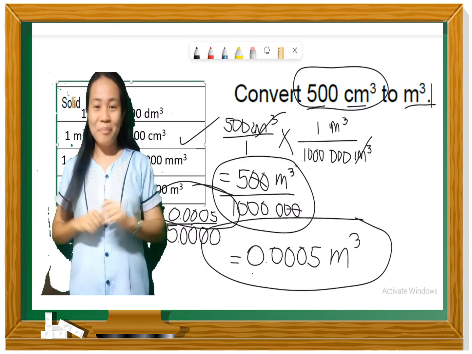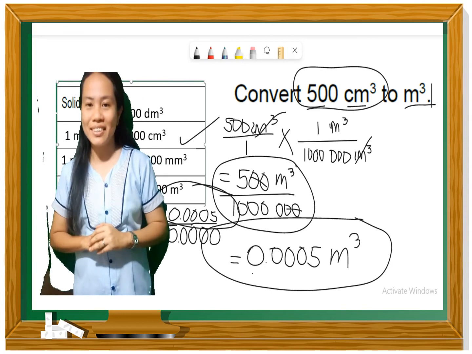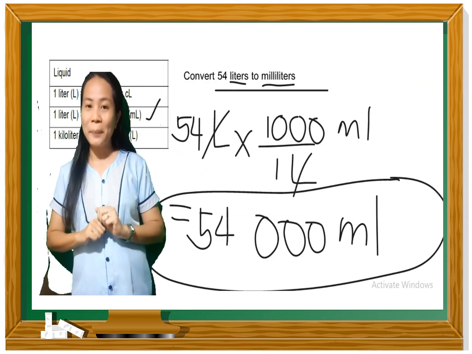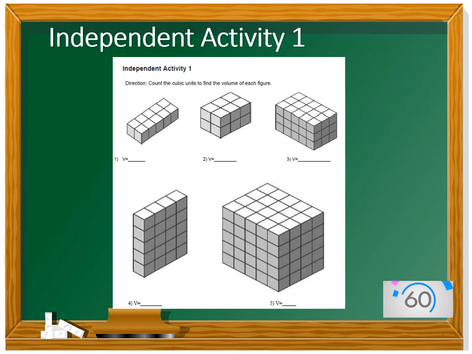At this time, let us check how well you understood the day's lesson. Be sure to complete the activities on time. Good luck! Independent Activity 1. Count the cubic units to find the volume of each figure. You have 1 minute to complete the task. Timer starts now.